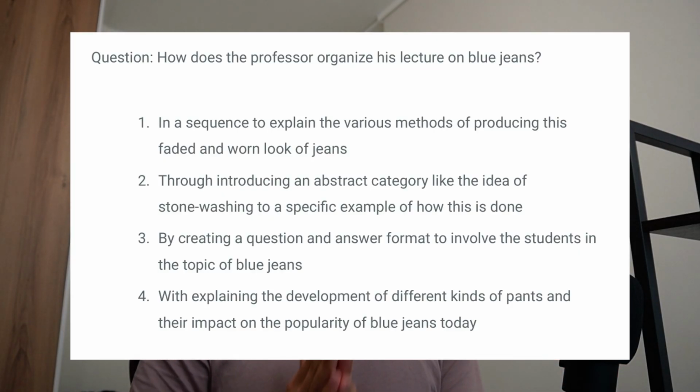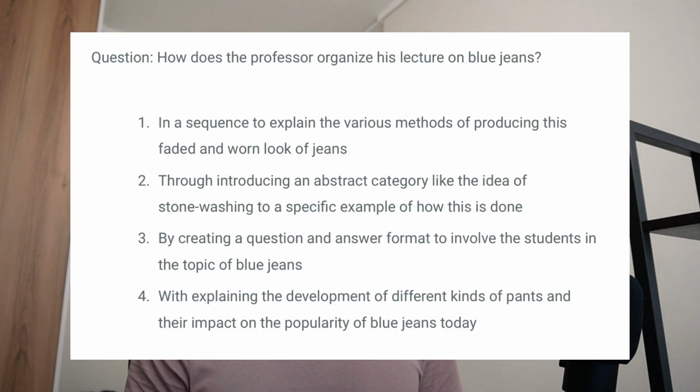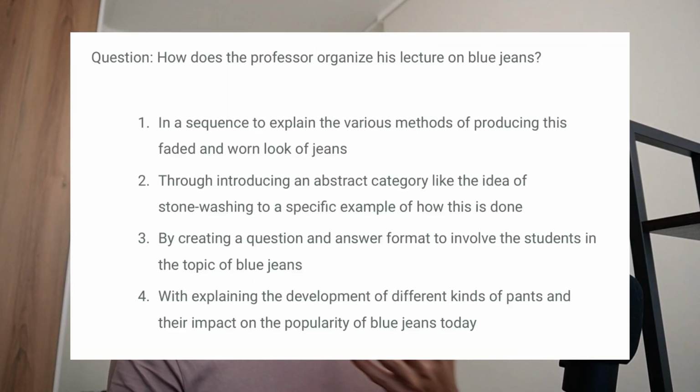Having a look at the question, you can easily see: how does the professor organize his lecture on blue jeans? So we would only be able to notice this if we are looking at the whole lecture from afar. If you're focusing on every small little detail, you will not be able to understand the whole thing all together. So, the first option, in a sequence to explain various methods. Second one, through introducing an abstract category. Number three, by creating a question and answer format. Number four, with explaining the development of different kinds of jeans and their impact.